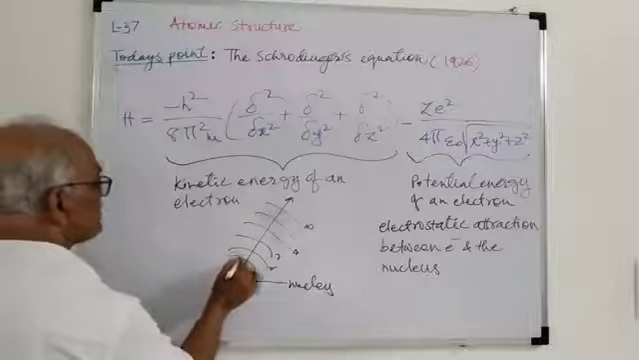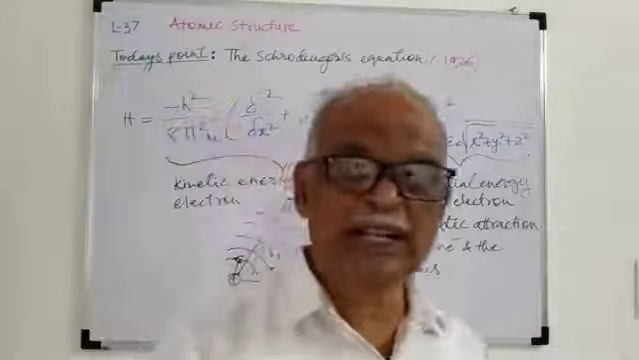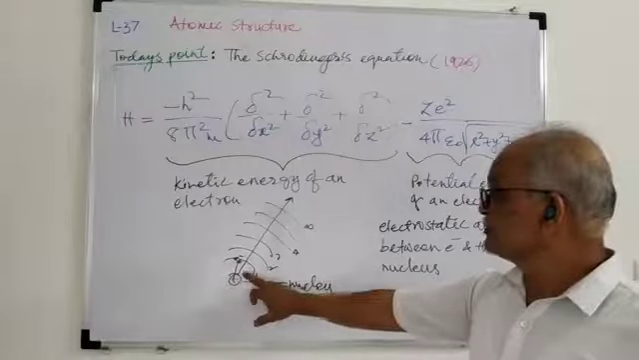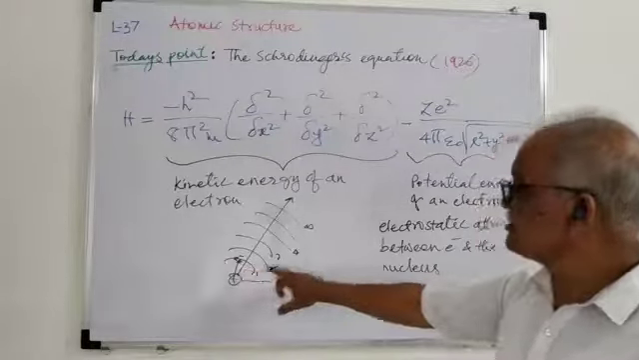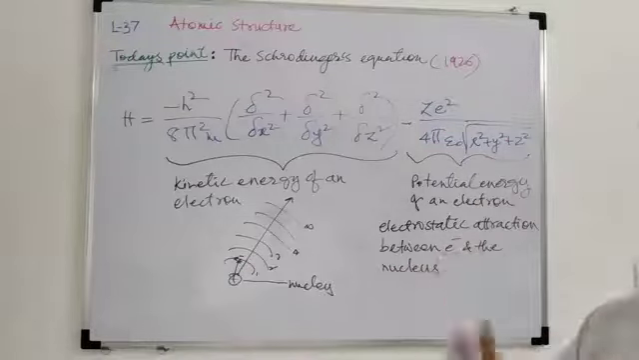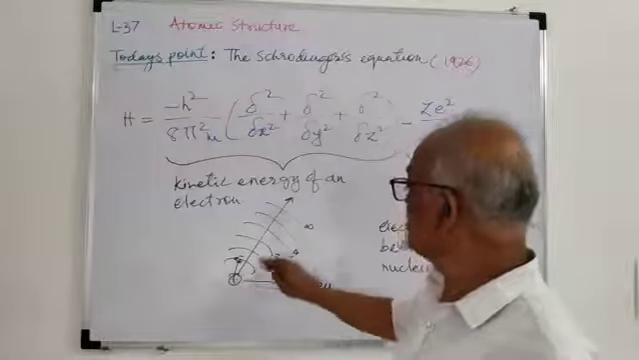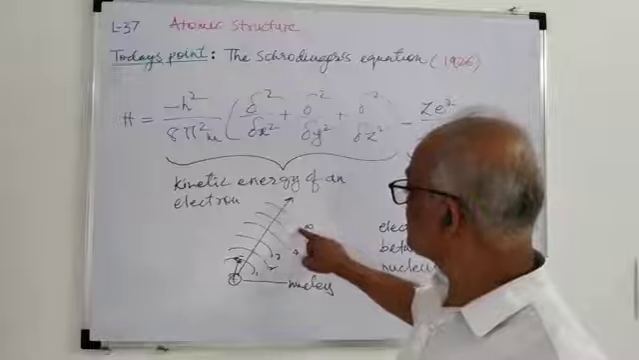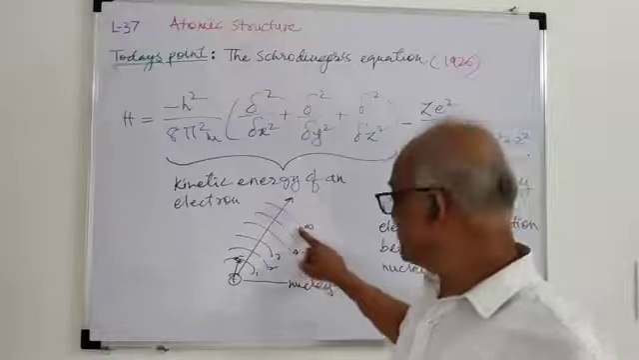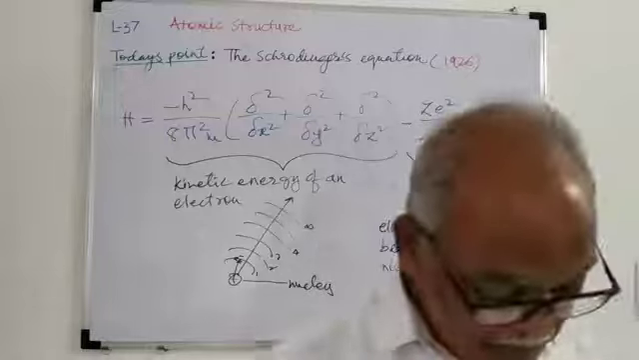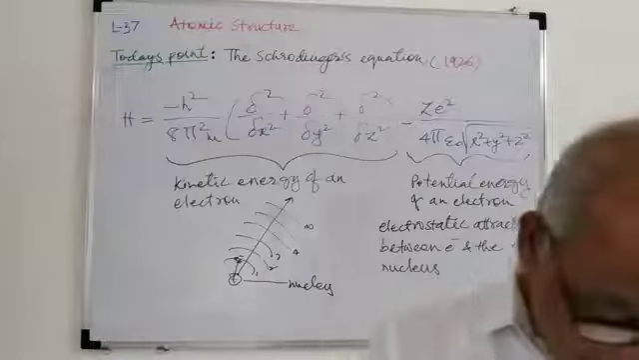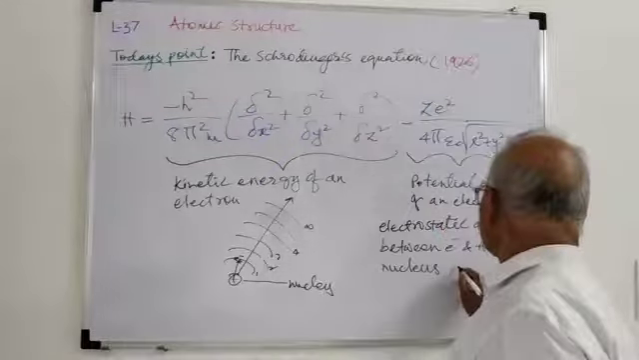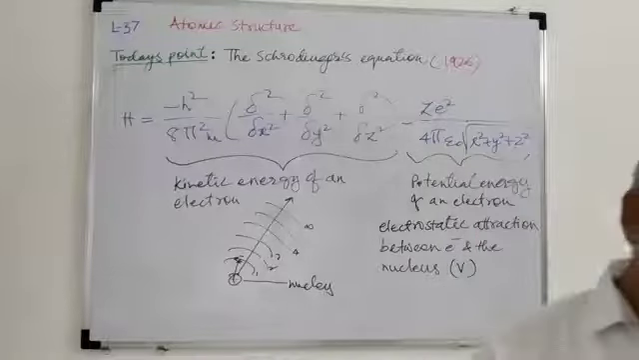An electron present here will have a stronger electrostatic force of attraction, and therefore it is strongly bound to this nucleus. So the potential energy associated with this electron will be larger. And as we move away from this nucleus like this, the potential energy will go on decreasing. In case of this infinity energy level, the potential energy will be 0. This term is also called V, that is potential energy.